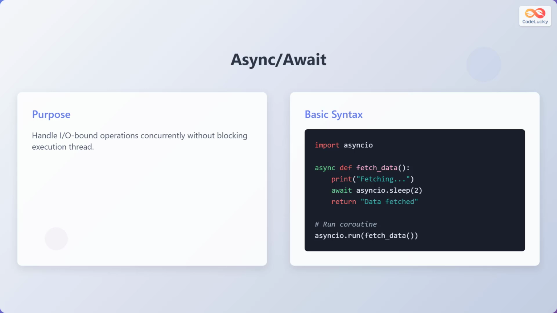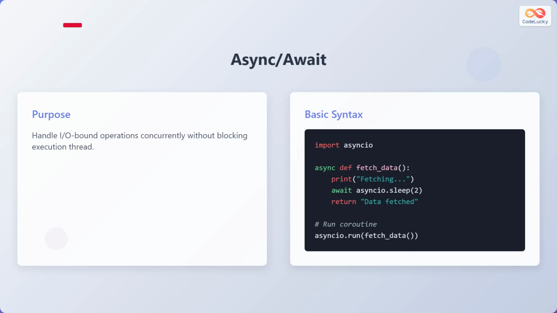Asynchronous programming with async and await is a powerful paradigm in Python for handling input-output bound operations without blocking the execution thread. When you mark a function with the async keyword, it becomes a coroutine that can be paused and resumed. The await keyword is used inside async functions to pause execution and wait for another async operation to complete. This is particularly useful for operations like file reading, database queries, or network requests where your program would otherwise sit idle waiting for a response.